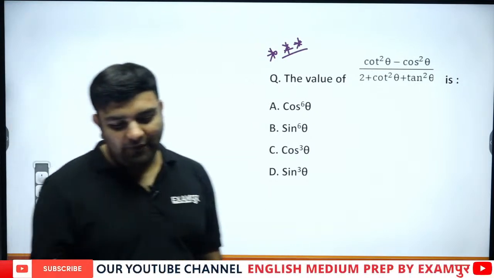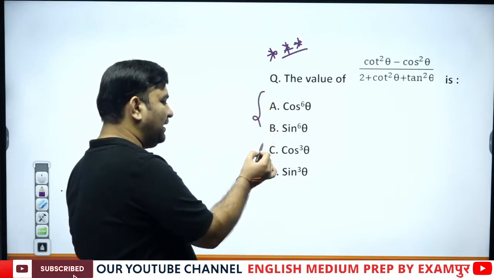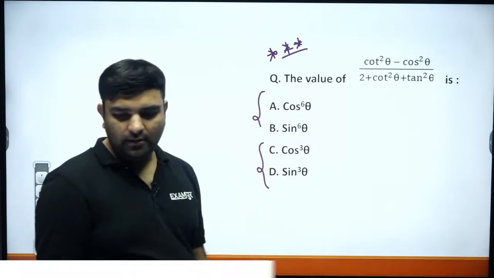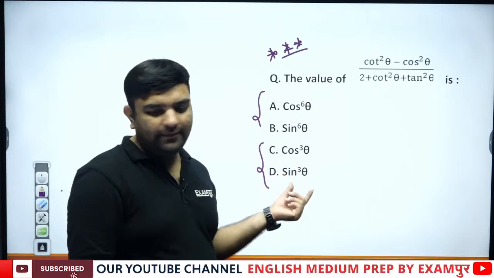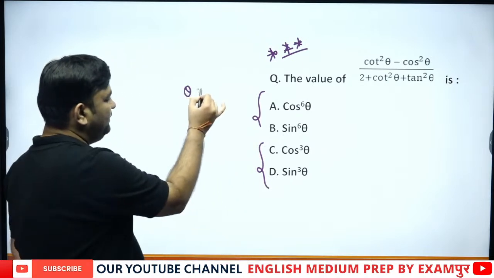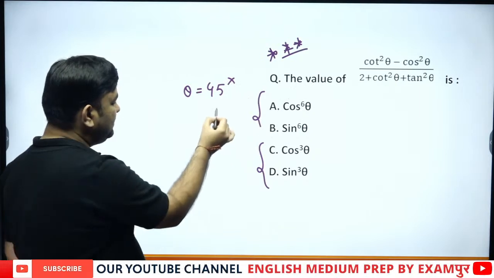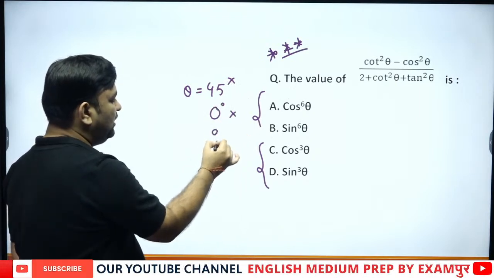Guys, the problem with theta is equal to 45 is this: these two will clash and these two will clash. Both will give the same answer. So theta is equal to 45 is out of the task now. Cot and tan is there, so 0 and 90 are also out of the task.